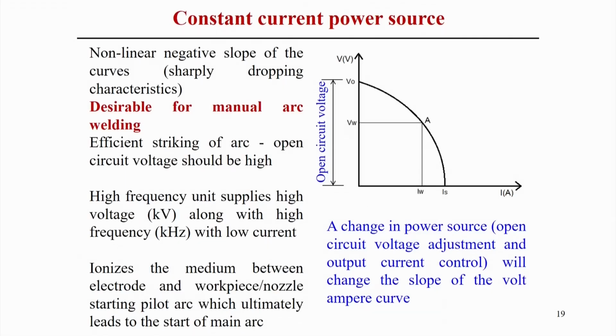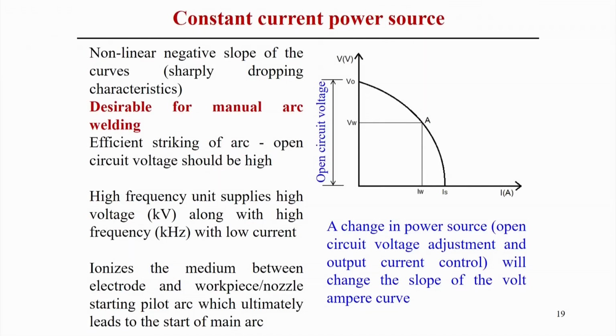It is a non-linear way, and there is a sharp drop in the voltage with a small change in the current. That is called the sharply dropping characteristic of the power source. So, during the welding process it always tries to maintain the constant current by accordingly changing the voltage. This type of power source is typically useful in the manual arc welding process.